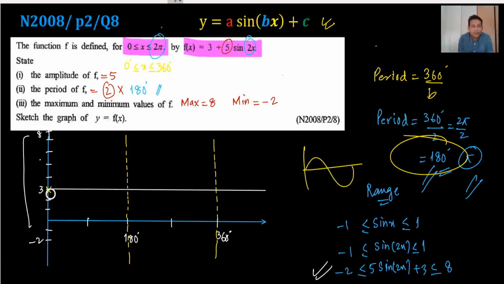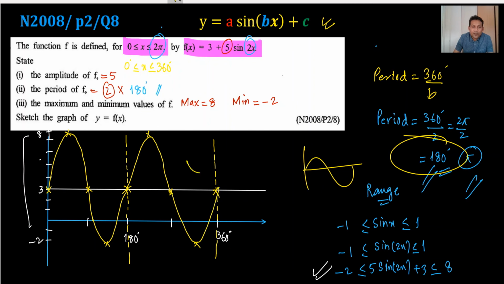Now here 1, 2, and this is 3. 3 points we have marked. I have to make the curve go to 8, and this is minus 2, and we have drawn our curve. Now if you want to move further, because the domain is 360 degrees, I can move here, first point, second point, third point. Here I have to move till minus 2, and I can move further. I have done it.